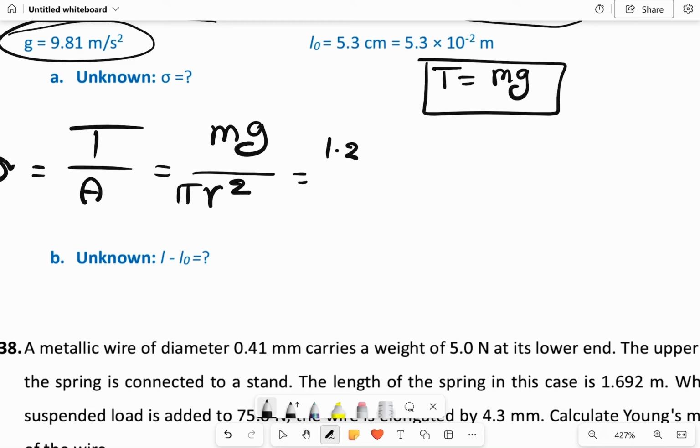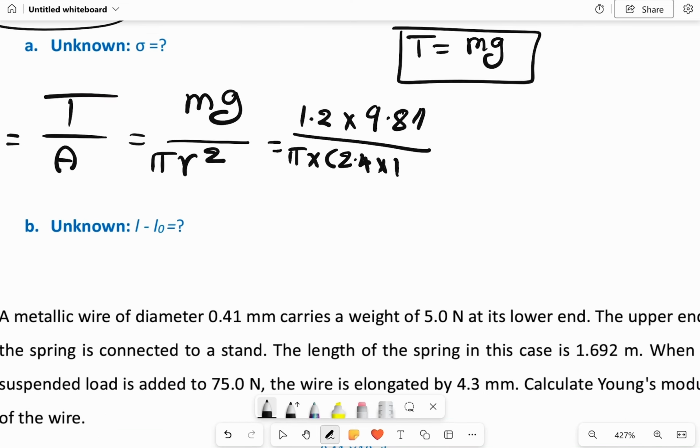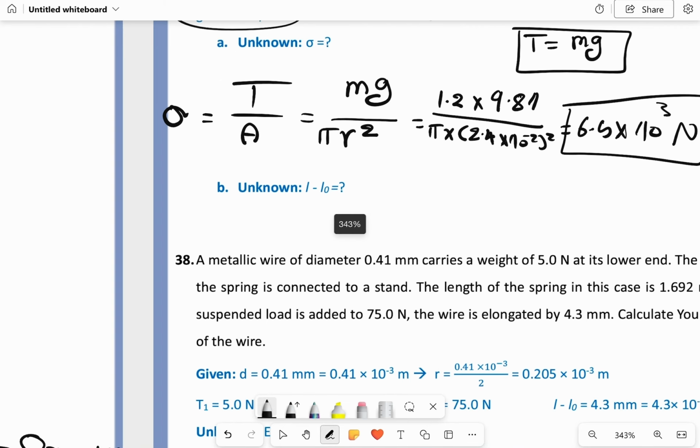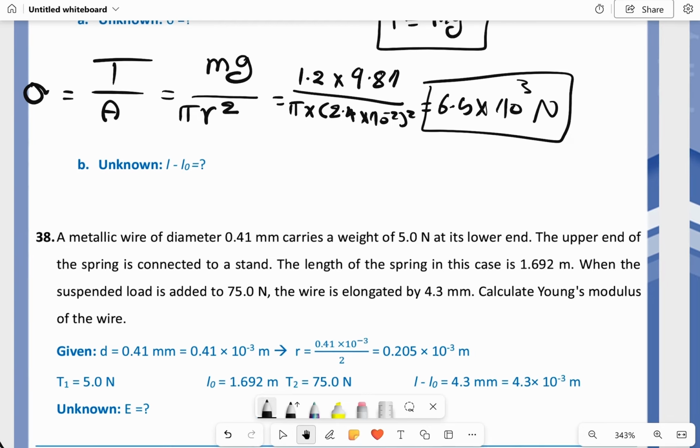1.2, which is the mass, times 9.81, divided by pi, multiplied by the radius, 2.4 times 10 to the power of minus 2, all of it squared. Then you'll get 6.5 times 10 to the power of 3 Newton. This is for A. B says calculate the vertical deflection of the end of the rod. Deflection just means the elongation of the wire.